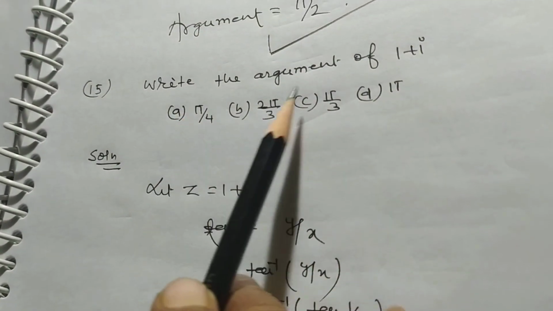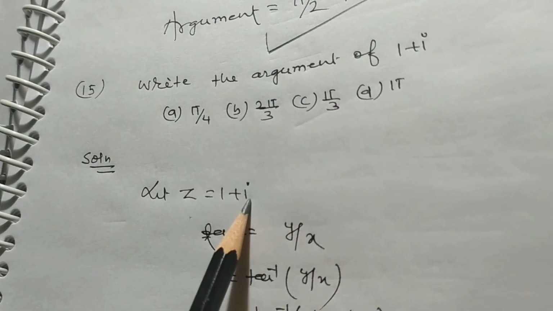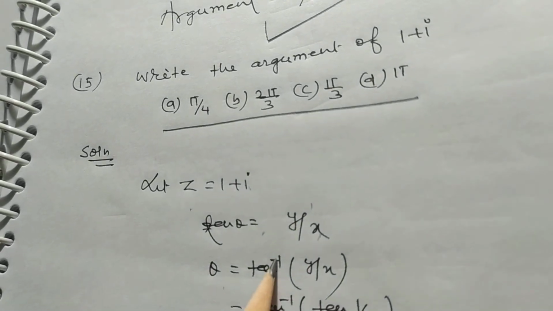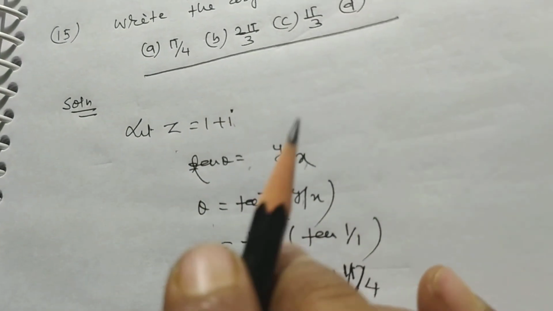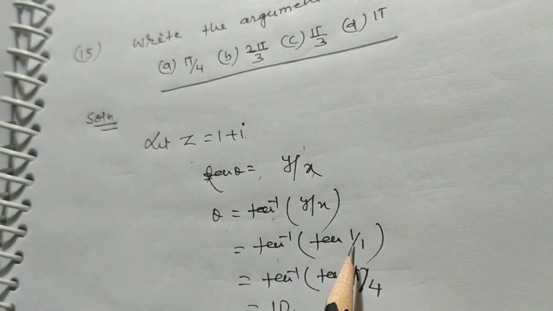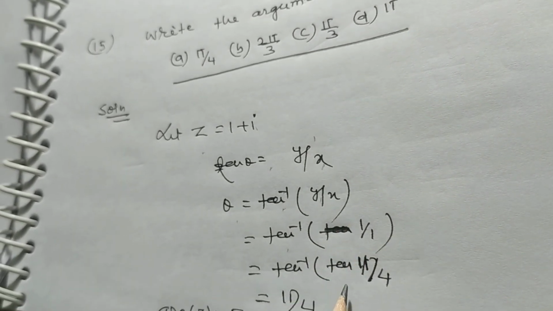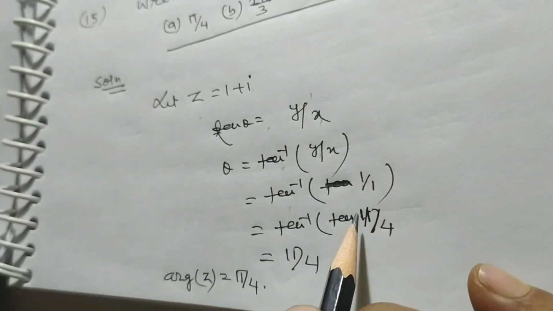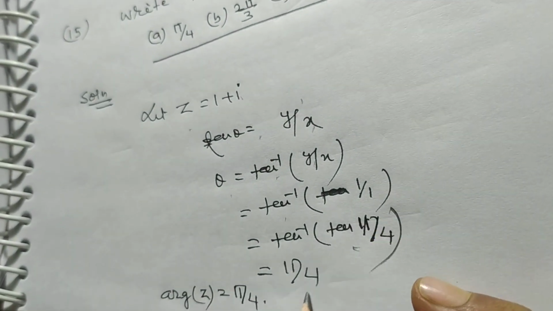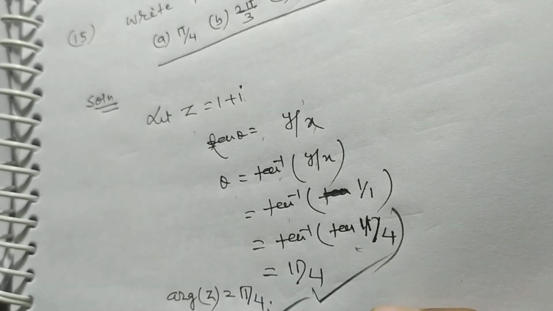Now write the argument of 1 plus i. Let z is equal to 1 plus i, and there are 4 options here. Tan theta is equal to y by x, theta is equal to tan inverse y by x. Y by x is 1 by 1, so tan inverse 1. And the value of 1 in terms of tan is tan pi by 4. So tan inverse tan theta is equal to pi by 4. So the argument of z is equal to pi by 4.